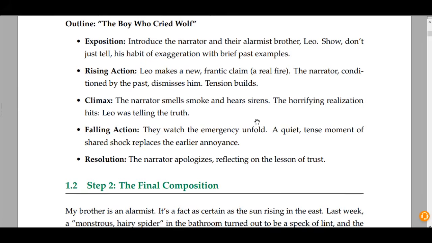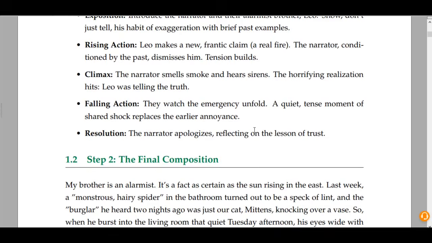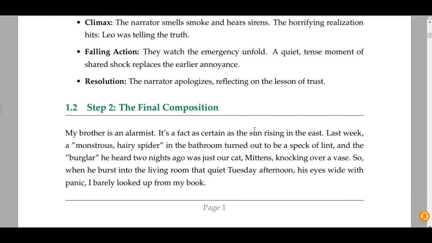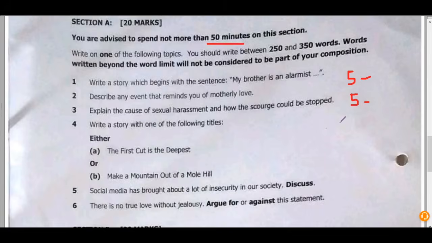Okay, the guy named Leo. Okay, there's smoke and sirens involved. Then the event, shock and annoyance, something like that. So you kind of have this idea in your head. Then that's when you now start to write. The story will not follow completely, but you now have a backbone of the story, and within 5 minutes you've done your outline.